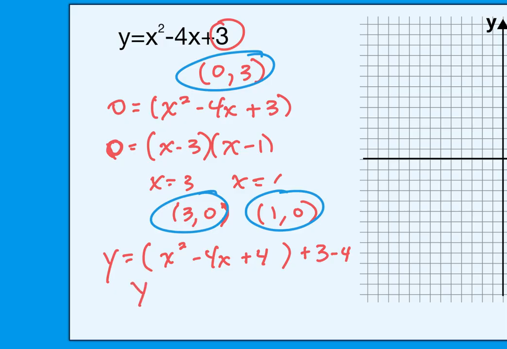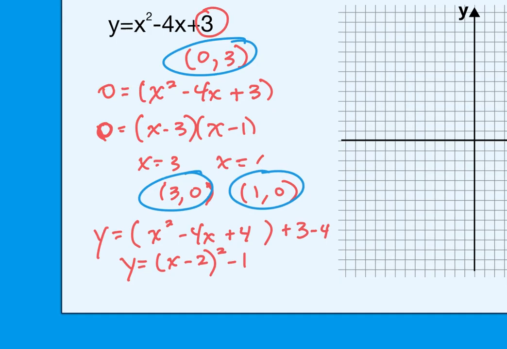Okay, I'm going to have y equal to x, b divided by 2, quantity squared. Then 3 minus 4 is negative 1. Great. What am I going to have for the vertex, for the lowest point? I'm going to have 2, negative 1, and there's my fourth point, okay? Now we just need to graph it.